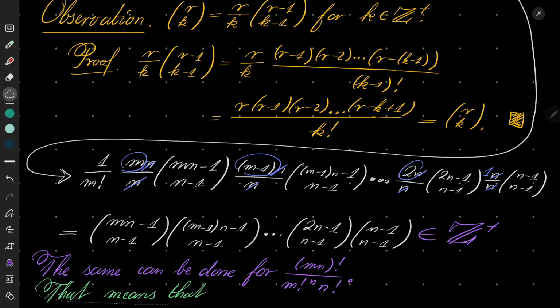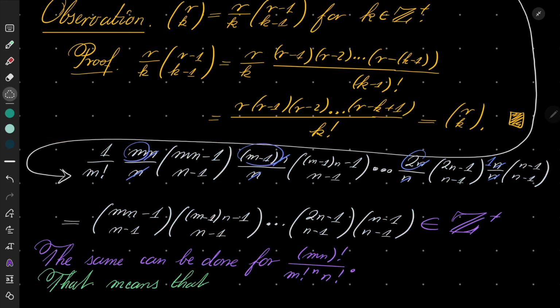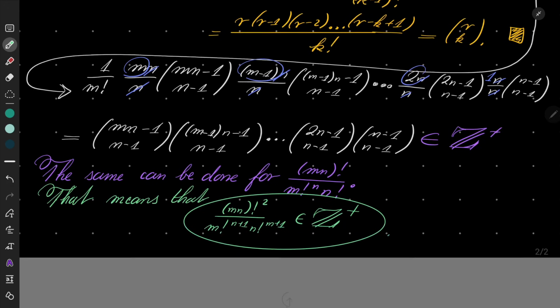I'm running out of space, so let me put it a little bit higher. And that means that mn factorial squared over m factorial to the power n plus 1 times n factorial to the power n plus 1 is also an integer, which was what we wanted, really. And that closes our proof.